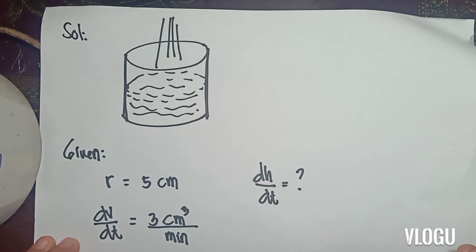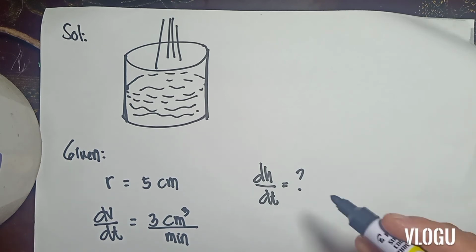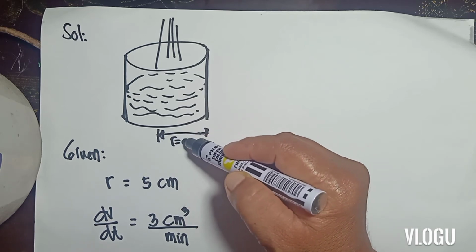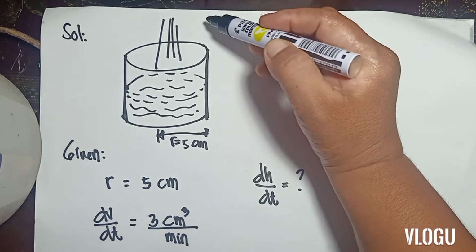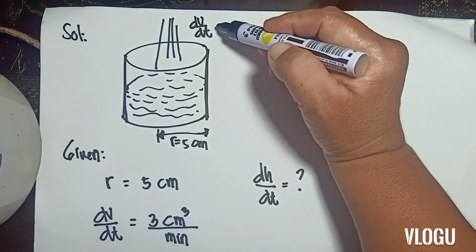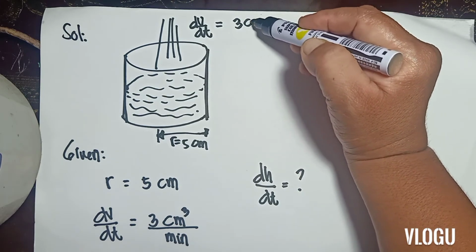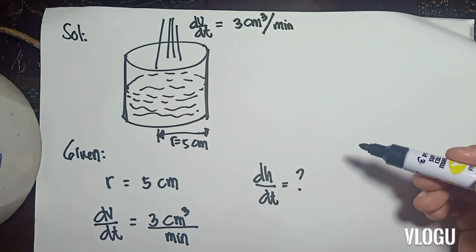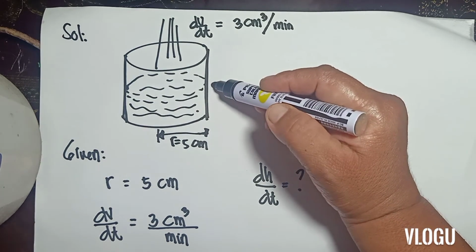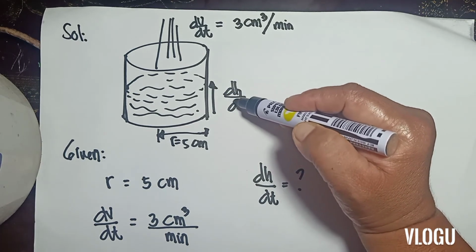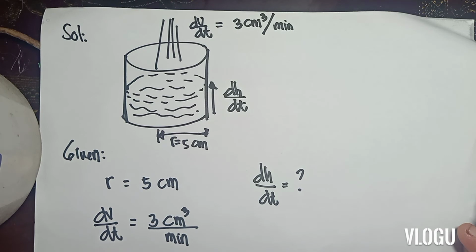So we have here the figure. We have a container with a radius of 5 centimeters. The rate at which water is getting inside is what we call dV/dt, which is equal to 3 cubic centimeters per minute. As the water is getting inside the container, of course, the height of the water is increasing, and that is what we call dH over dt, the change of height of water with respect to time.